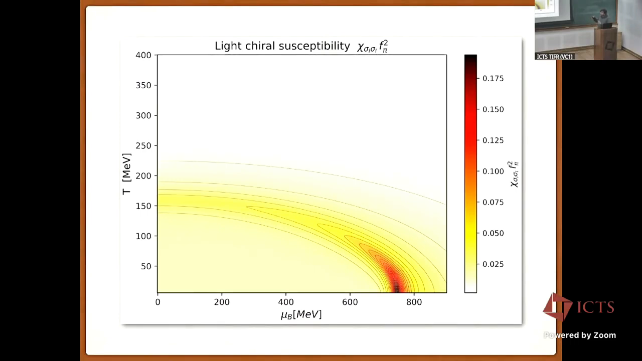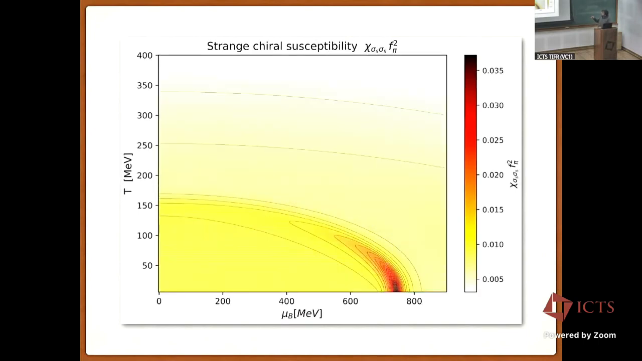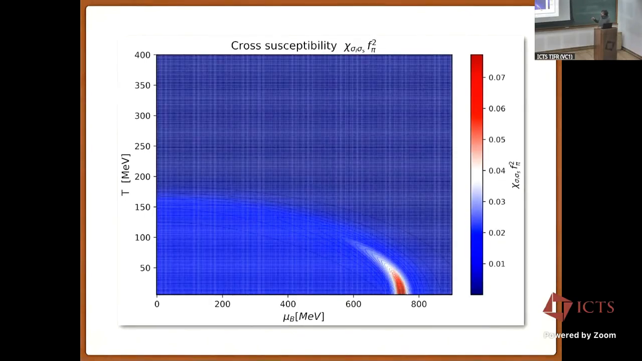So till now, this is ongoing work. We have not found any such term. This is just continuous. Only the peak I am getting is at this end. So for sure we need something to fix these things. Similarly, I have also calculated the strange chiral susceptibility and the cross susceptibility, sigma L, sigma S. Still no sign of any critical endpoint in the finite region.